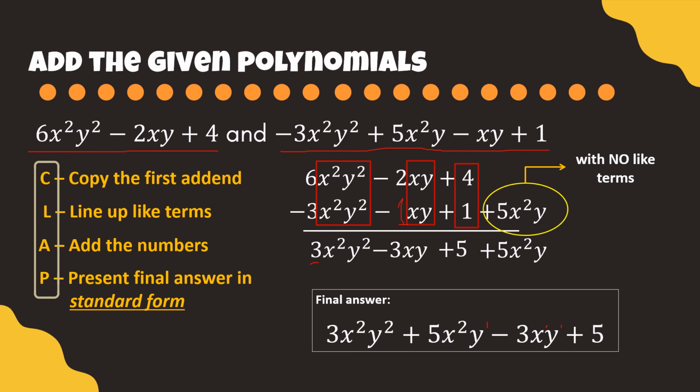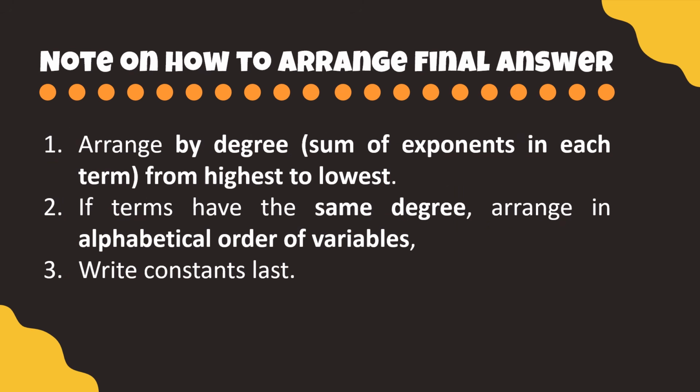The CLAP method: C for copy, L for line up like terms, A for add, and P for present. Note on how to arrange the final answer. Arrange by degree, the sum of exponents in each term, from highest to lowest. If terms have the same degree, arrange in alphabetical order of variables. Constants will always be the last one.